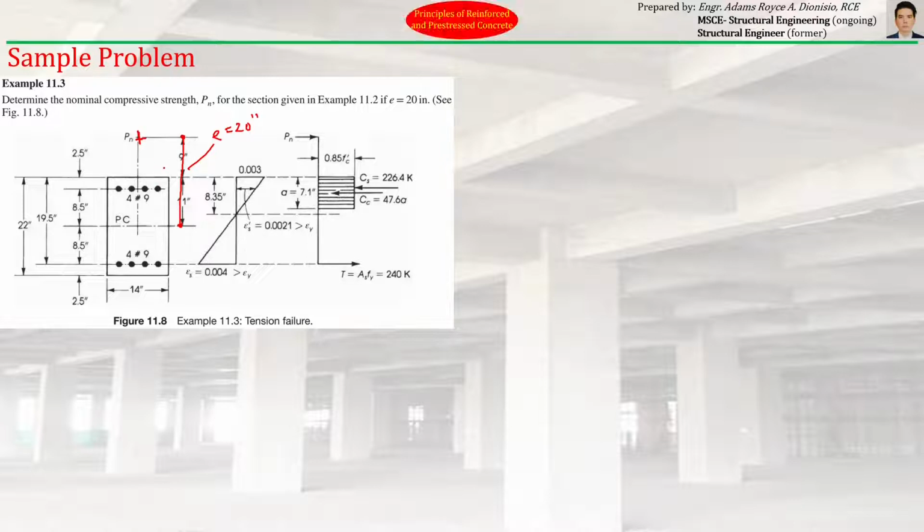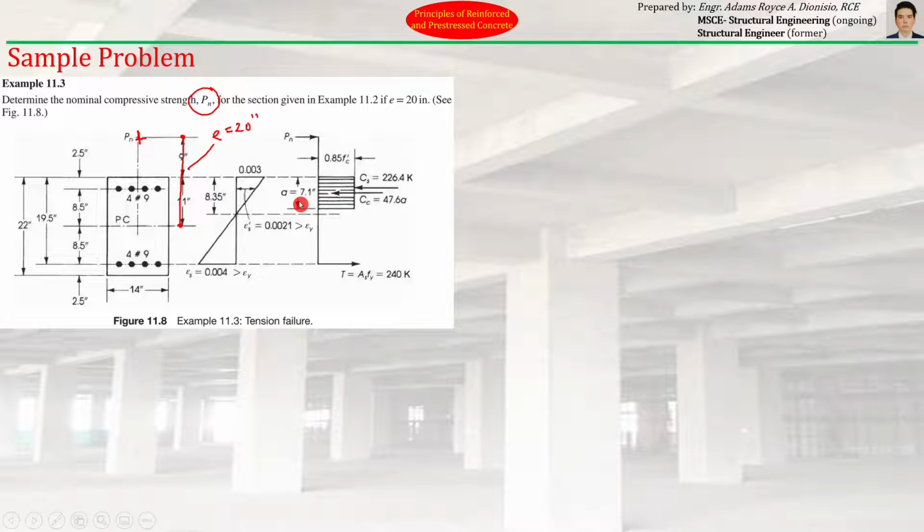The question asks for the value of Pn. Okay? Yun lang yung given natin sa tanong. Ngayon, with that given eccentricity, we actually don't know ano ba yung magiging itsura ng strain diagram. Hindi natin alam kung yung tension steel will yield or even yung compression steel. Hindi natin alam kung mag-yield ba. So, paano natin malalaman? We have to compute for a. Yun yung main goal natin, na we have to compute for a.